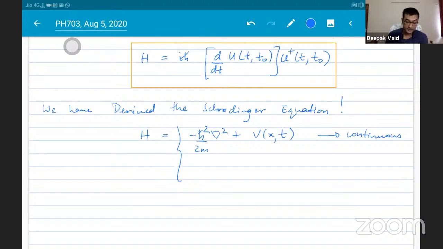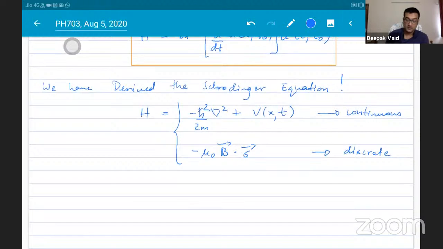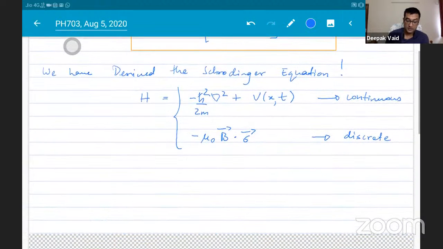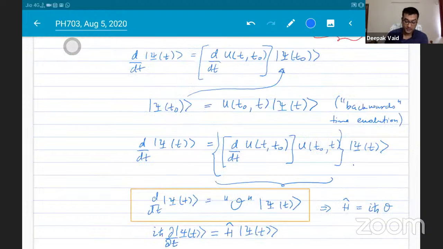For the discrete case, as an example I talked about, a particle in a magnetic field. In that case, it looks like this: minus mu naught B dot sigma. This is a discrete case, right? So depending on your system, you can use the appropriate Hamiltonian operator, and you can solve this equation.